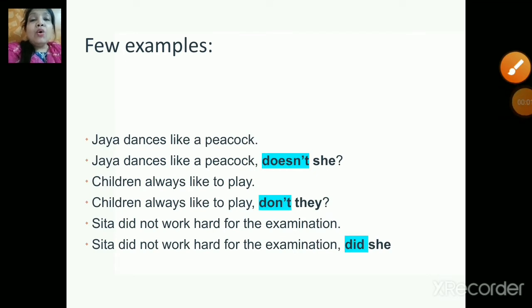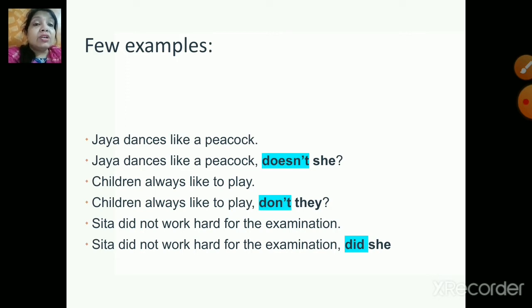Now over here, we have taken a different sentence, right? Different statement. Let us check. Jaya dances like a peacock. Jaya dances like a peacock, doesn't she? Right? Next one. Children always like to play. Children always like to play, don't they? Next. She did not work hard for the examination.